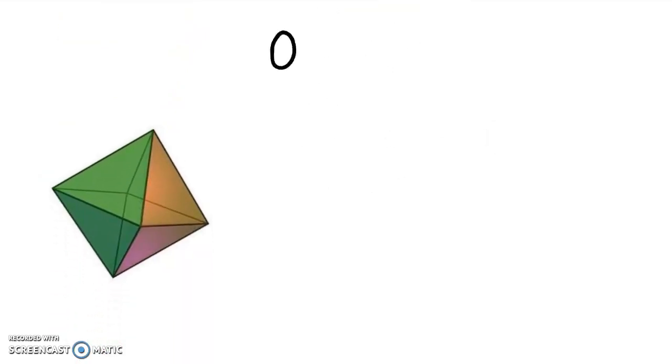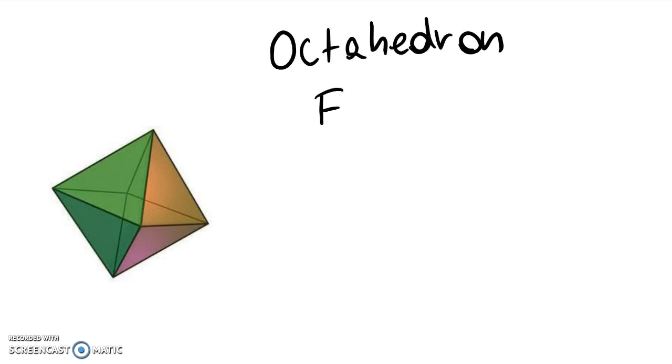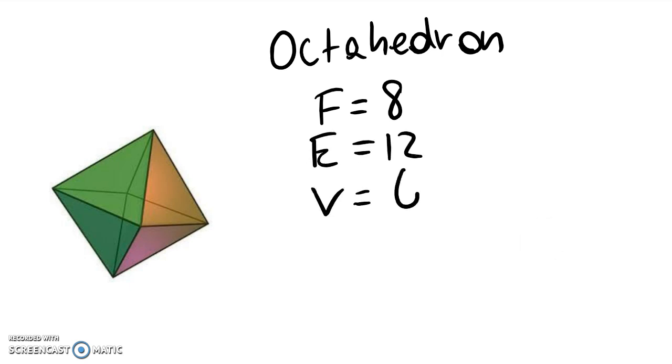Next, we're looking at an octahedron, and you can guess from octa, it means that we have 8 faces. We also have 12 edges, and we have 6 vertices. Okay.